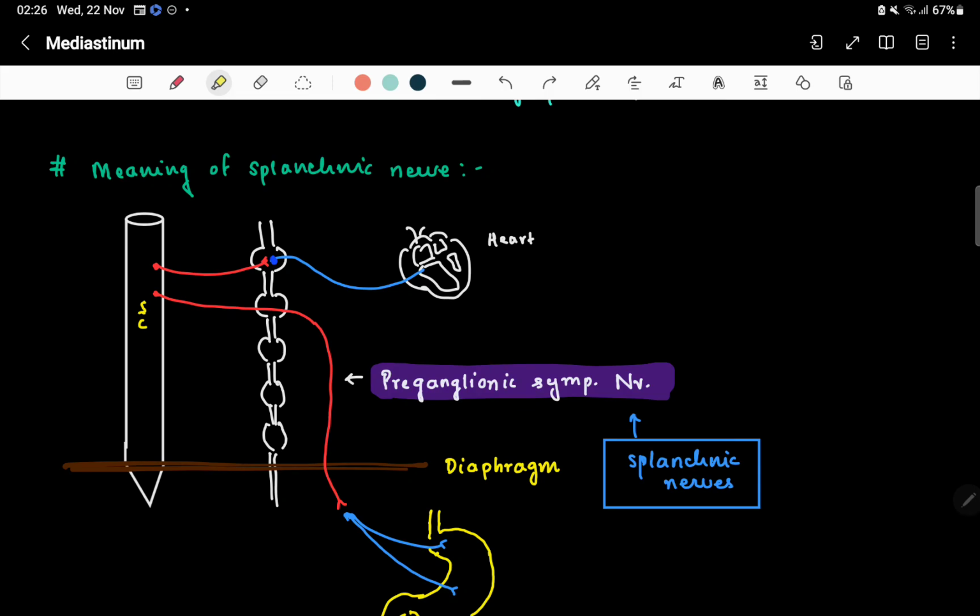What is the meaning of splanchnic nerves? It arises from the SC, that is the superior cervical ganglion. This is SC, and here you have the diaphragm present. Sorry, SC is the spinal cord, right?